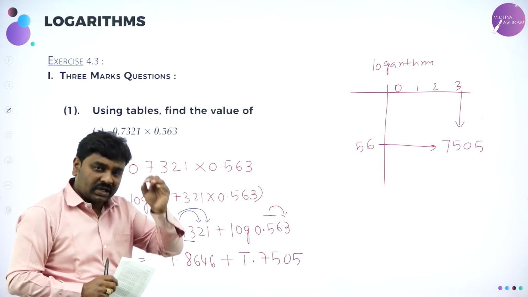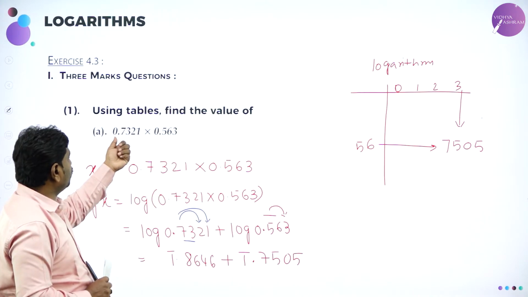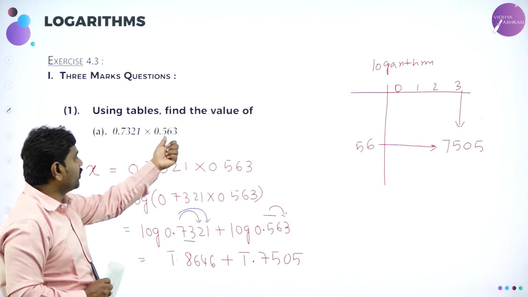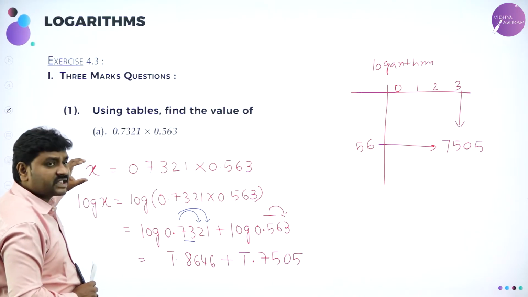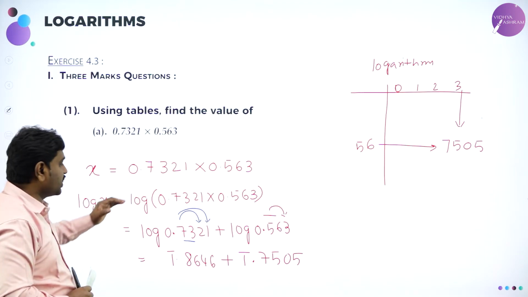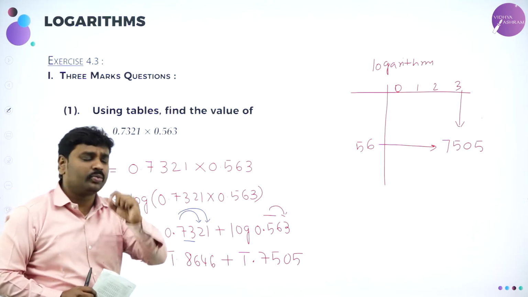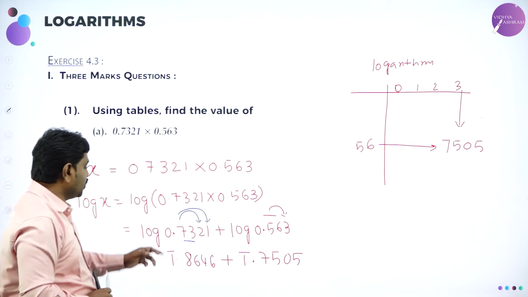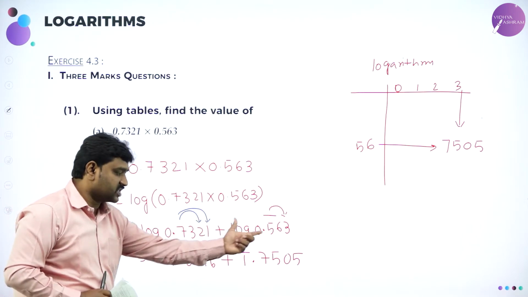Till this part, I'll repeat. So first they want you to find 0.7321 into 0.563. Take that as x. X is equal to the given number. Then apply log on both sides. LHS becomes log x. RHS log a into b. All of you know log a into b is log a plus log b. Then you should find log of the first number plus log of the second number.